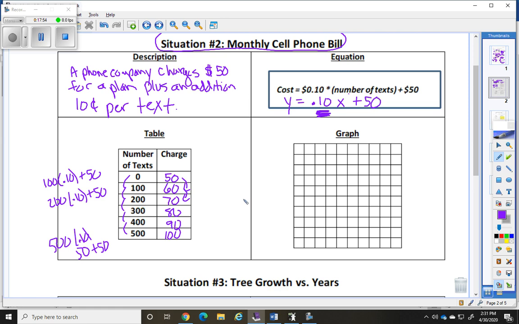Again, are you going to have a negative number of texts? No. Negative number of dollars? No. So let's just make one first quadrant. Our x-axis stands for number of texts. Our y-axis stands for the charge or the cost. I need my x to get up to 500.